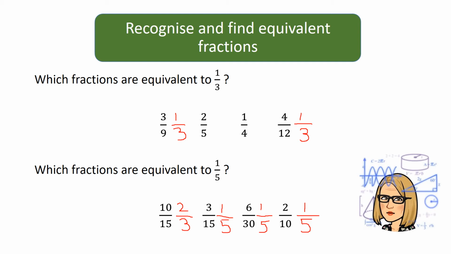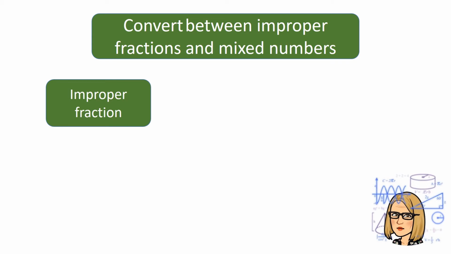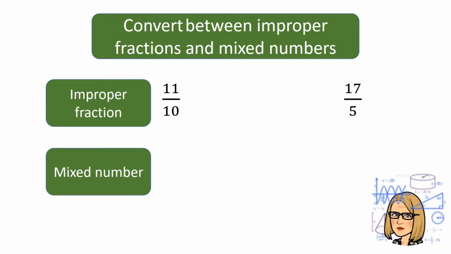They can be simple. At level 1, you need to convert between improper fractions and mixed numbers. So first of all, what's an improper fraction? You might know it as a top-heavy fraction, where the numerator, the top number, is bigger than the denominator. And we've got 2 examples here, 11 over 10 and 17 over 5. What's a mixed number? A mixed number is where you have a mix of whole numbers and fractions. For example, here we've got 1 whole one and 1/10, and here we've got 3 wholes and 2/5.